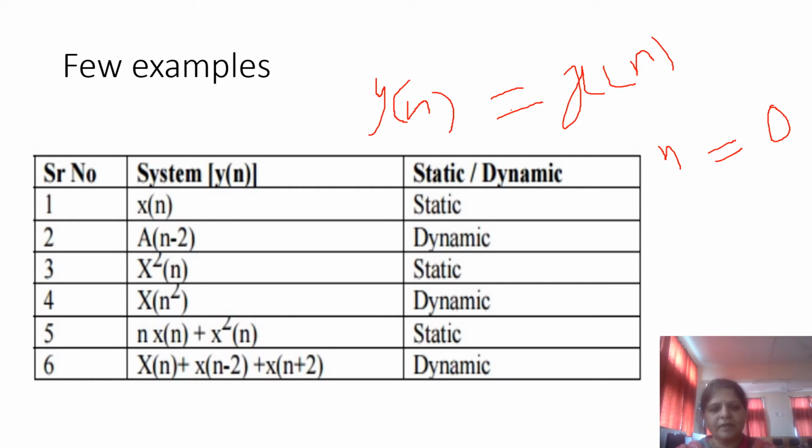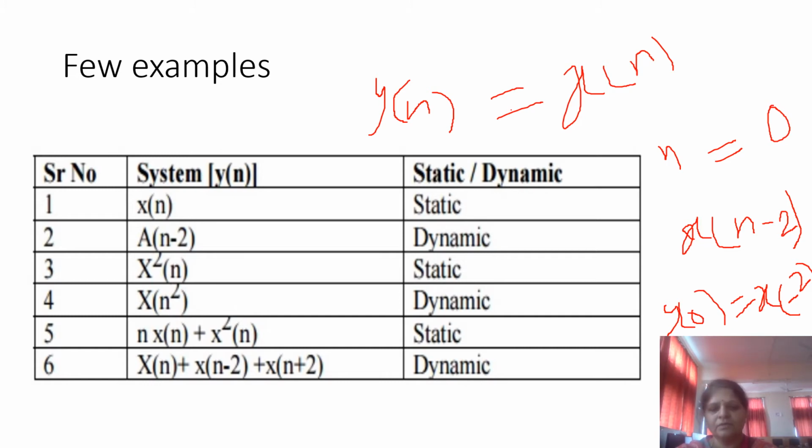So here when I go for the second type of signal, it's probably x of n minus 2. Here when n is 0, when y of 0 is required, I require a value of x of minus 2. This is the requirement. That means I want the past values to obtain my y of 0 instance value. So this is called as a dynamic system.